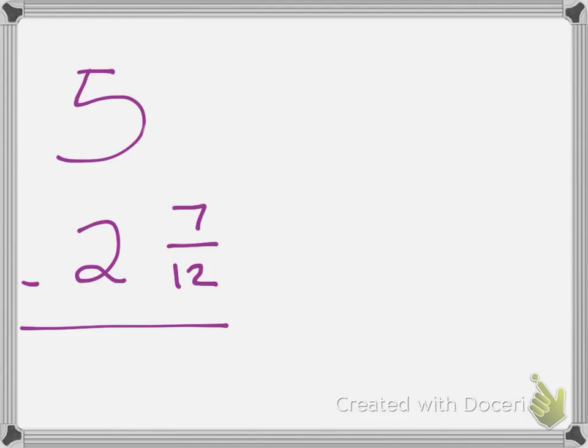The next one they may see is where they just have a whole number minus a fraction. So again, the same thing we did as before. We can take one of the wholes out and turn it into a fraction. This time we have 12ths. So I know 12/12 would equal a whole.